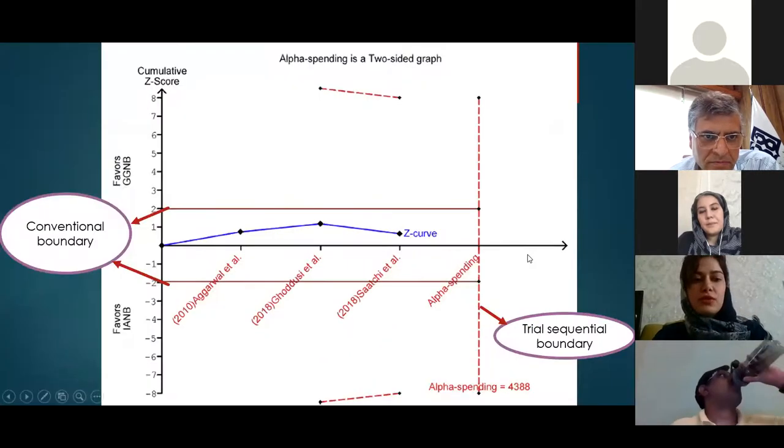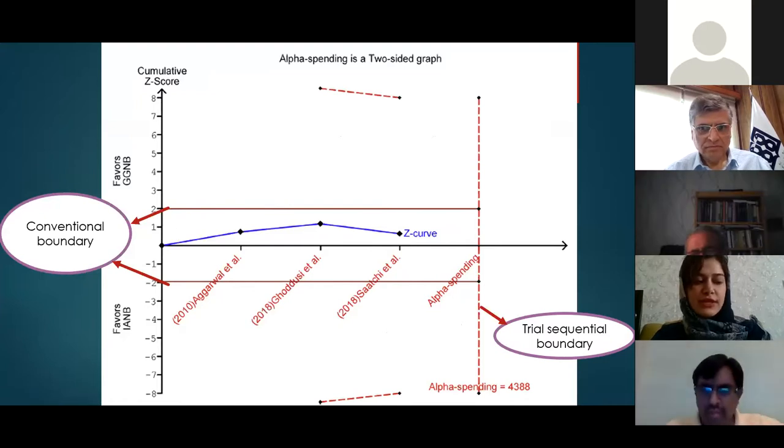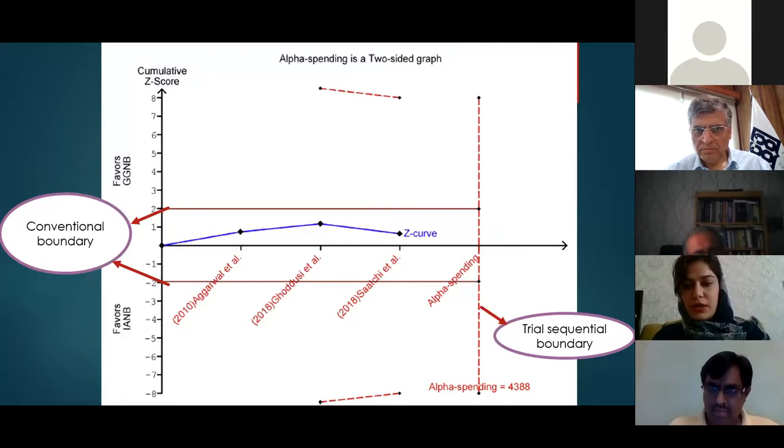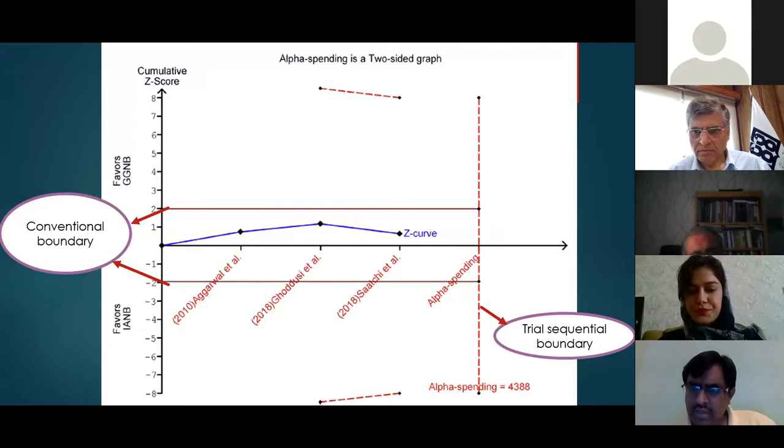I wanted to add a comment. As you can see, the conventional boundary is adjusted for this study. It could be adjusted by downweighting a p-value, so statistical significance can be seen within a smaller sample size. I don't know if this analysis is done here or not. I wanted to ask this of Professor Venkateshbabu.